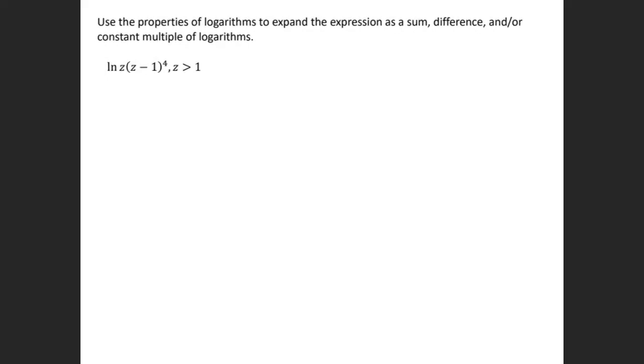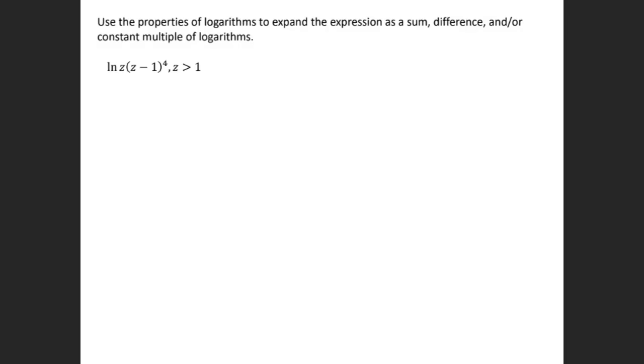Use properties of logs to expand the expression as sum, difference, and or constant multiples of logarithms. So again, what they want us to do is go from one log to many logs, right? And we're going to use our properties for that. So I have this example. I have the natural log of z times z minus 1 to the 4th power. So the first thing that I notice is that I have a log and I have two things that are being multiplied with each other. So I can use my product rule.